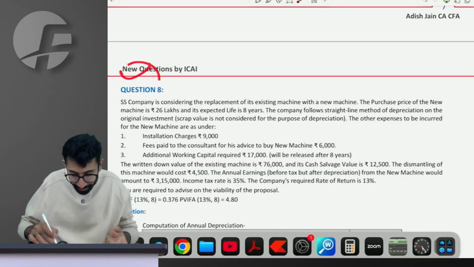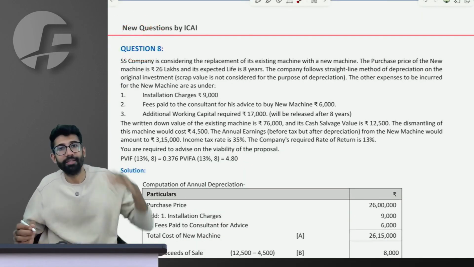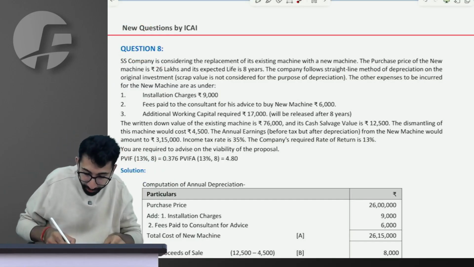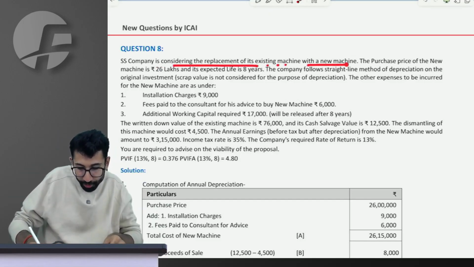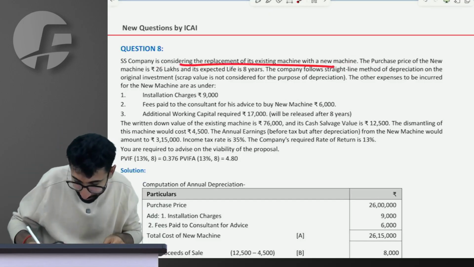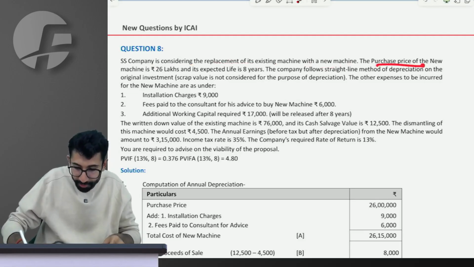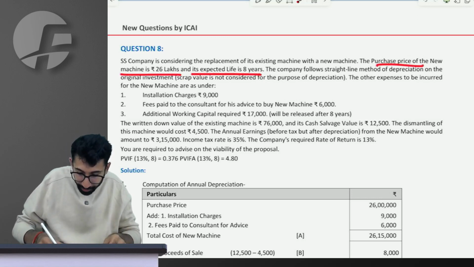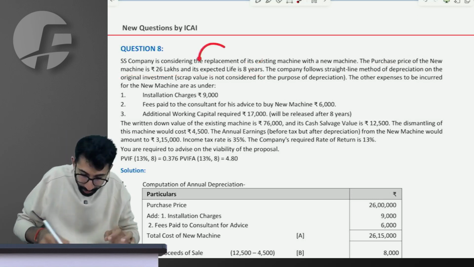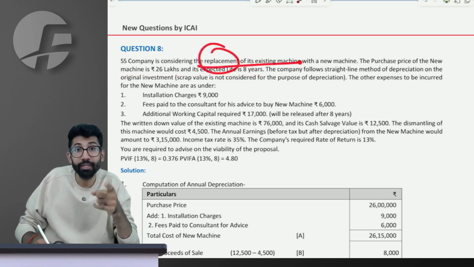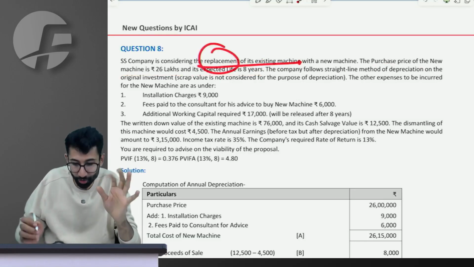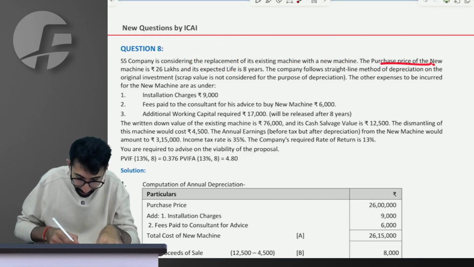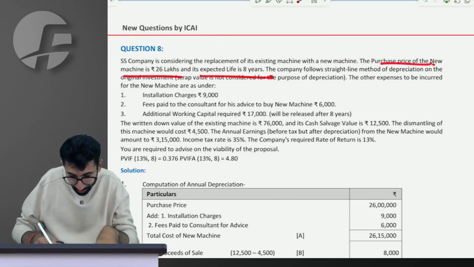Question 8. Let's see what this question tries to say. SS company is considering the replacement of its existing machine with a new machine. Fine, the company is considering replacement. The purchase price of the new machine is 27 lakhs and its expected life is 8 years. So it is a replacement question that you have learnt in advanced capital budgeting decisions, where the new will replace the old. Purchase price of new 27 lakhs, expected life 8 years.